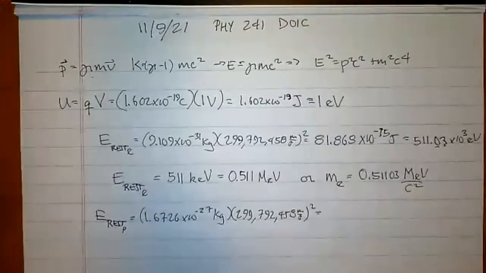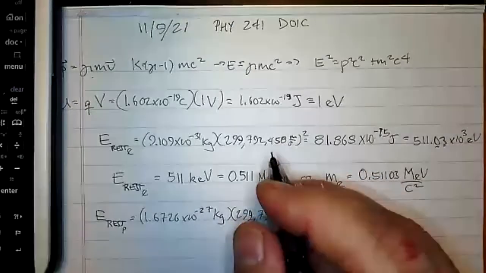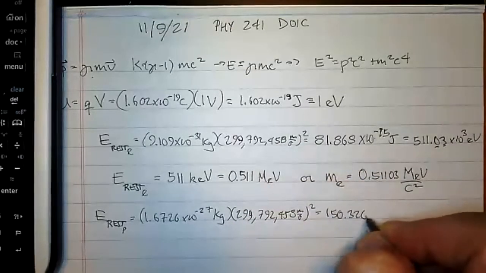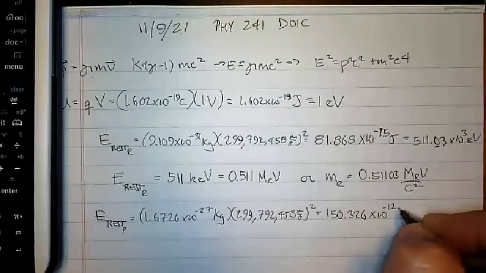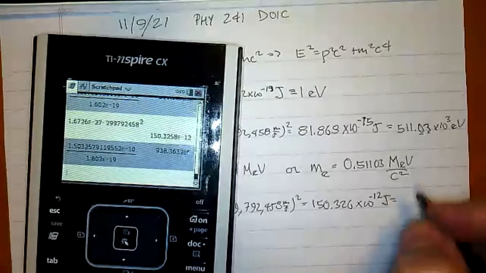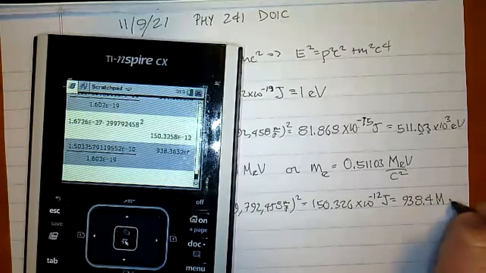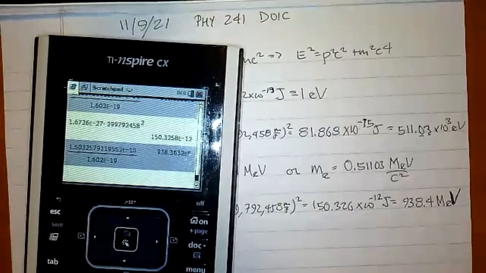So I can say 1.6726 e to the negative 27 times 299,792,458 squared. And I get 150.326 times 10 to the negative 12th joules. Again, I'm going to divide that by 1.602 times 10 to the negative 19th. And you can see that I get 938.4 mega electron volts. Notice it came up to 10 to the 6th. Okay, so that's mega electron volts.